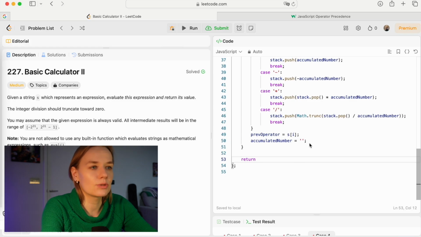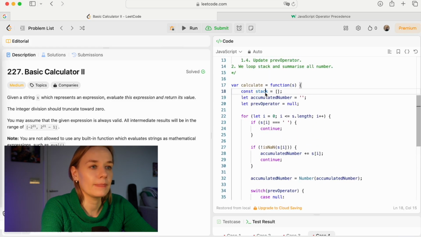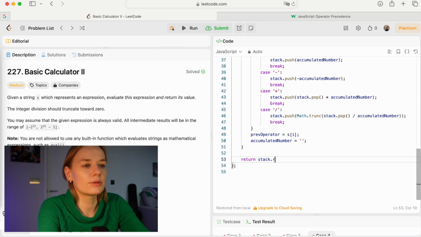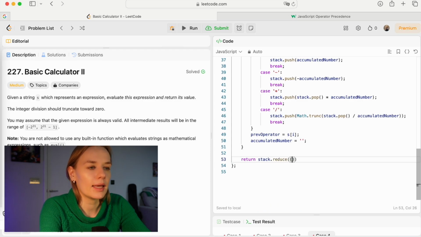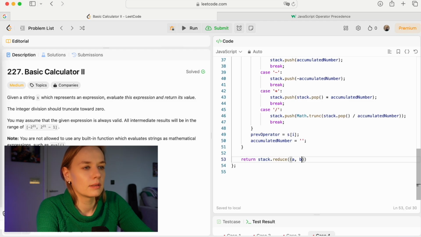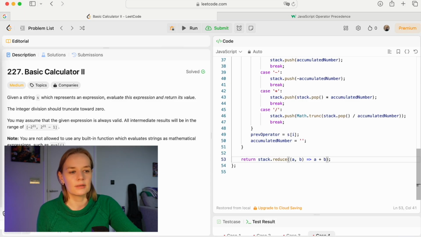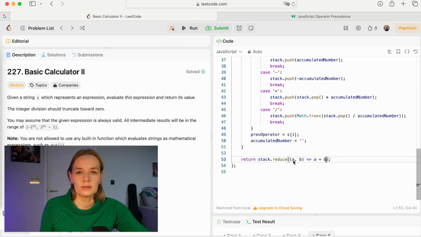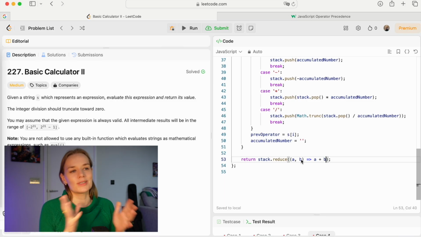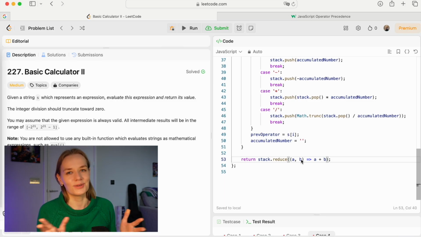Here we just need to pick up the stack, and we need to reduce with A, B, and A plus B. If you use reduce and you don't have an accumulator, the second param, for example 0, the first element in the function will be the first element from this array, and this will be the second one. And it is very elegant, I don't know how to say, a solution like that.